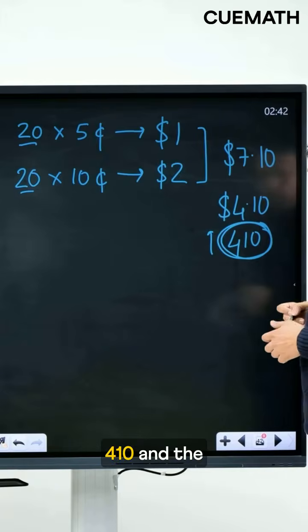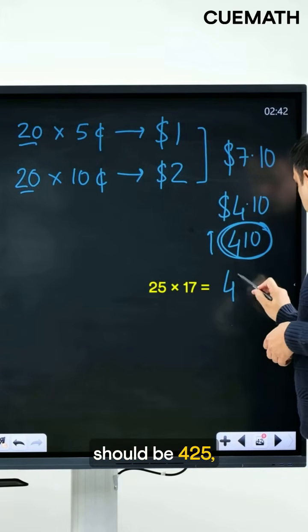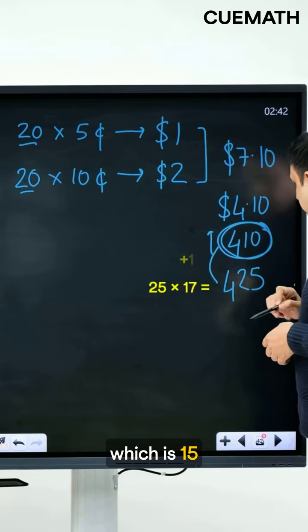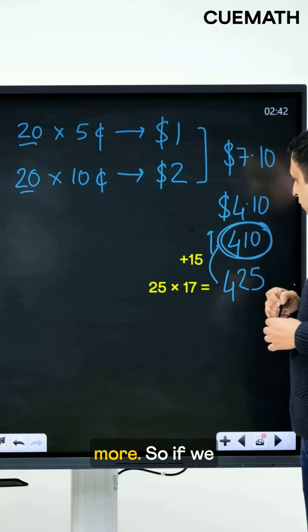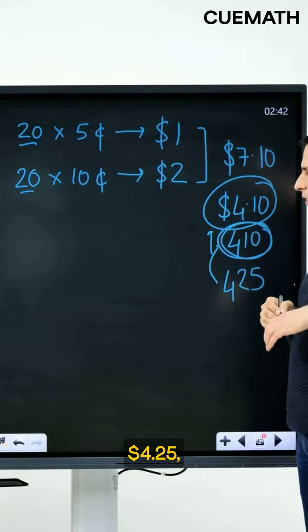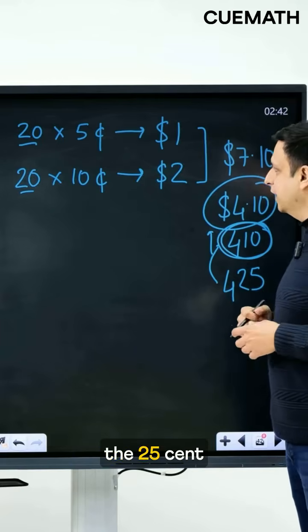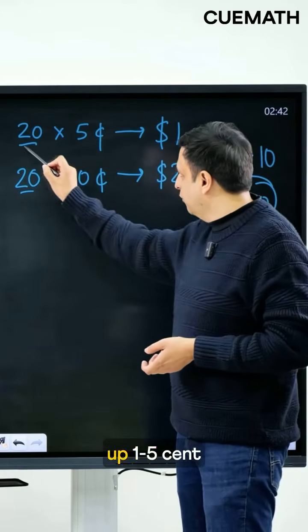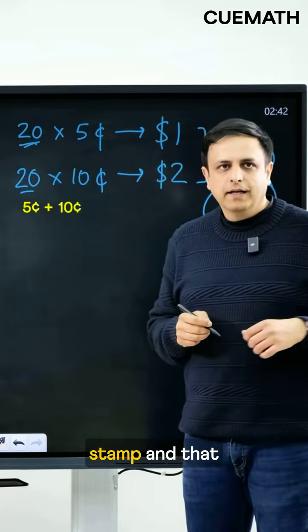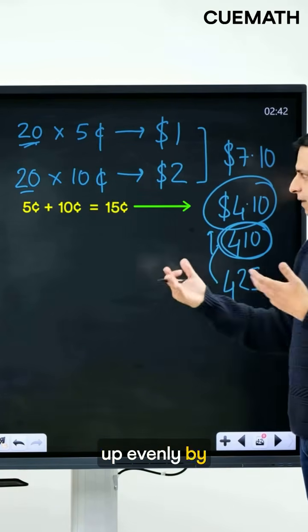So we have 410 and the closest multiple of 25 that is higher than 410 should be 425, which is 15 higher than 410. So 15 cents more. So if we give up some of these stamps so that this amount becomes $4.25, then that amount can be made up evenly by the 25 cent stamps. So all I need to do is to give up one 5 cent and one 10 cent stamp, and that adds 15 cents to this amount, and that can be made up evenly by the 25 cent stamps.